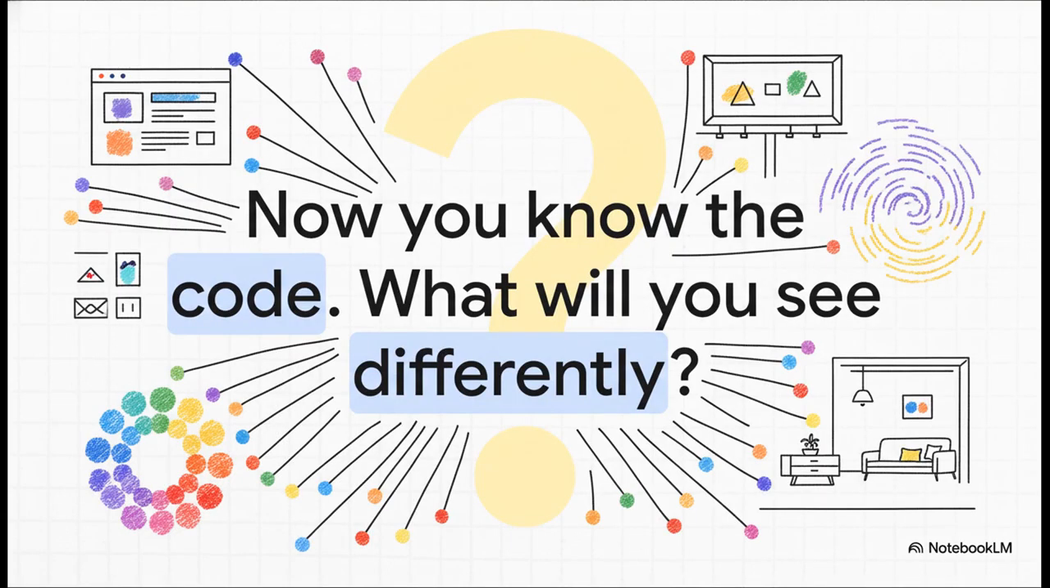So there you have it. In just a few minutes, we've gone from a single, tiny dot all the way to the complex emotions of color. You now have the basic code, the secret language that designers use to build our visual world. So the next time you're scrolling online or walking down the street, I just have one question for you. What will you see differently?